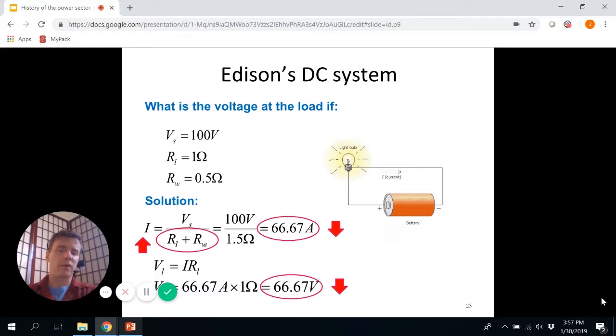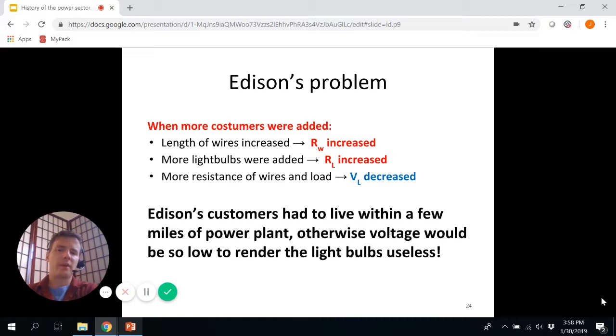And then if we want to look at what the actual voltage available at any given load would be, because the current is lower, the voltage available at the light bulb would get lower and lower and lower. And so this was a problem. What it meant is that as more customers were added, the increased cumulative resistance of the wires and the load meant that there was less voltage available at the point of consumption. And what that meant is that Edison's customers had to live within a few miles of a power plant. Otherwise, by the time the electricity got to the point of consumption, the voltage would be so low that the light bulbs wouldn't even be able to be used.